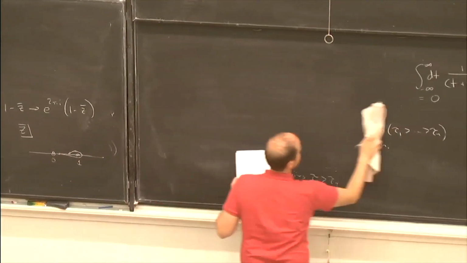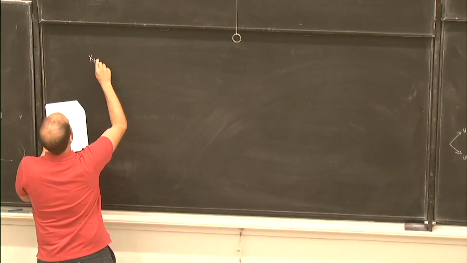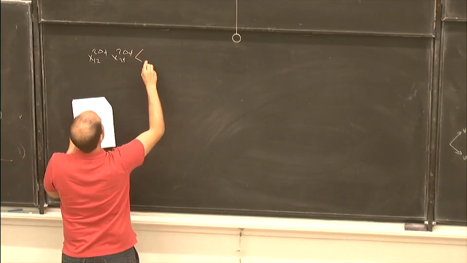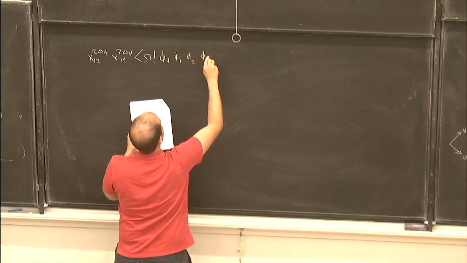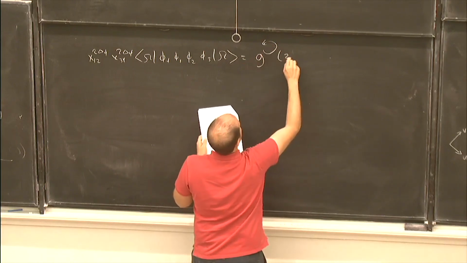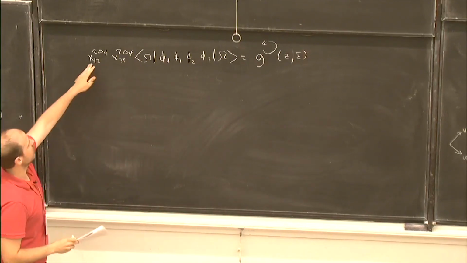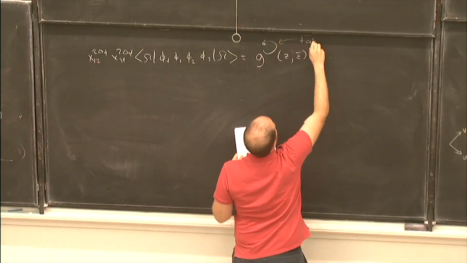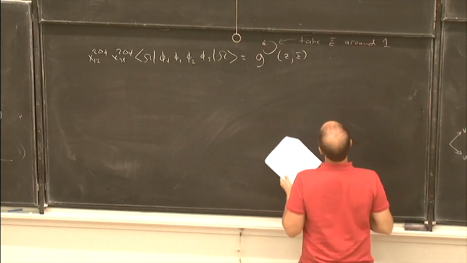OK, so let's summarize what we just found. This particular ordering, phi 4, phi 1, phi 2, phi 3, is equal to what I'll write like this. g of z and z bar would be the usual 4-point function with the dimensional factors stripped off. And what this notation means is you're supposed to take z bar around 1 in the indicated direction.